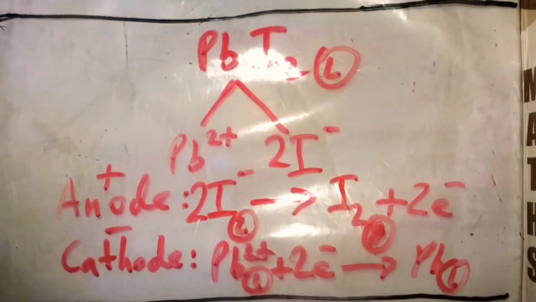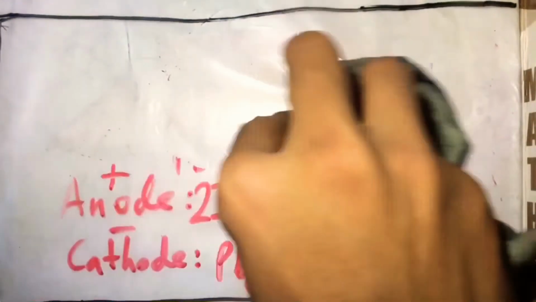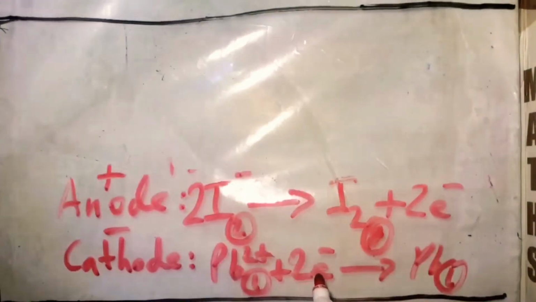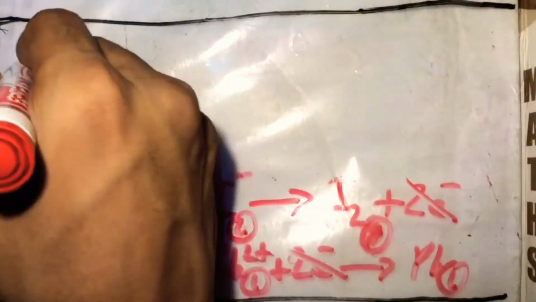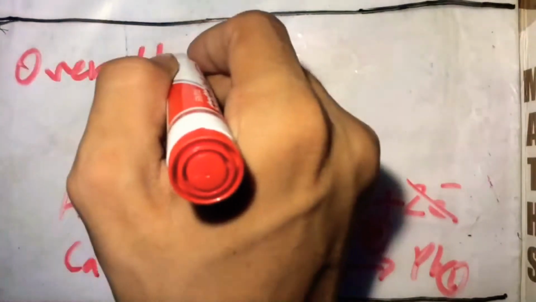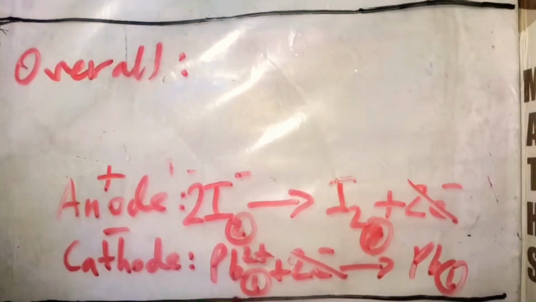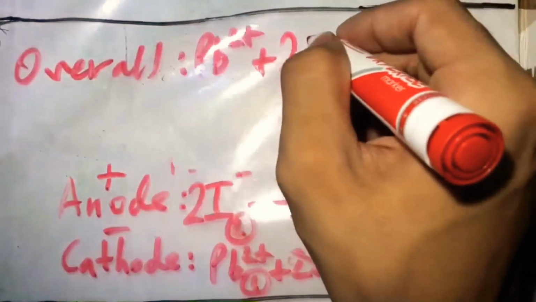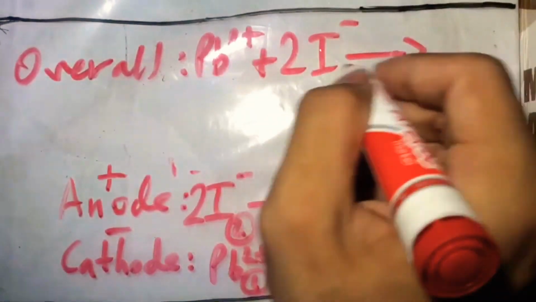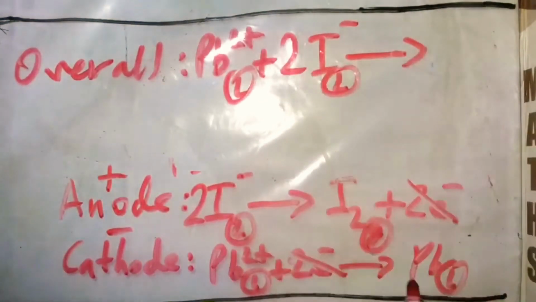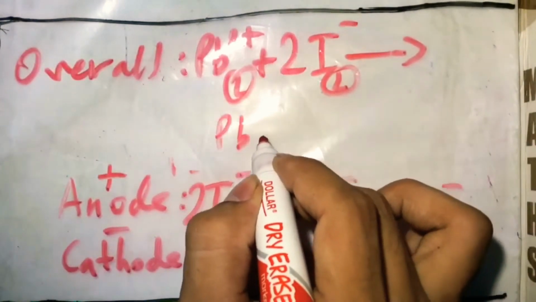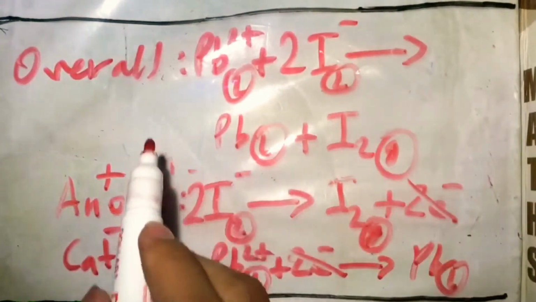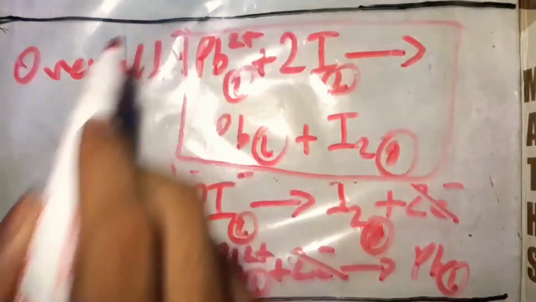To write the overall equation of this electrolysis, we'll cancel out the electrons. Write the positive ion first, Pb2 plus the negative ion, giving lead liquid plus iodine gas. So this is the overall equation.